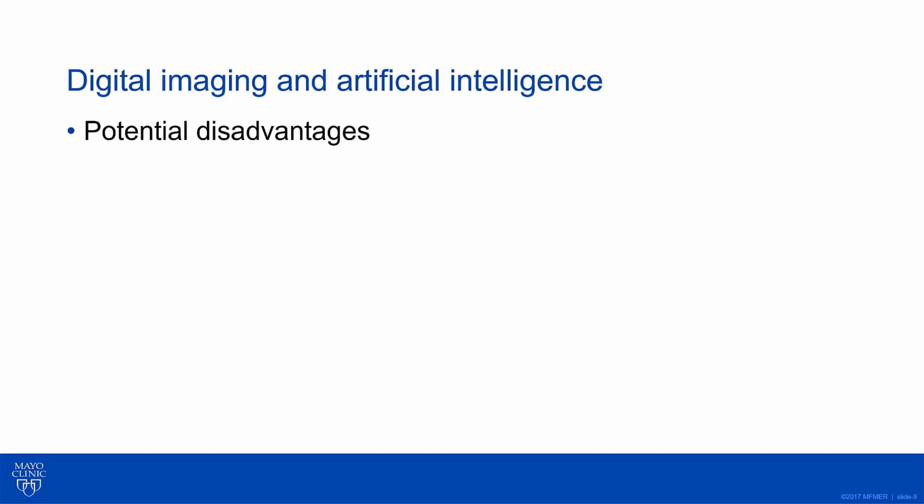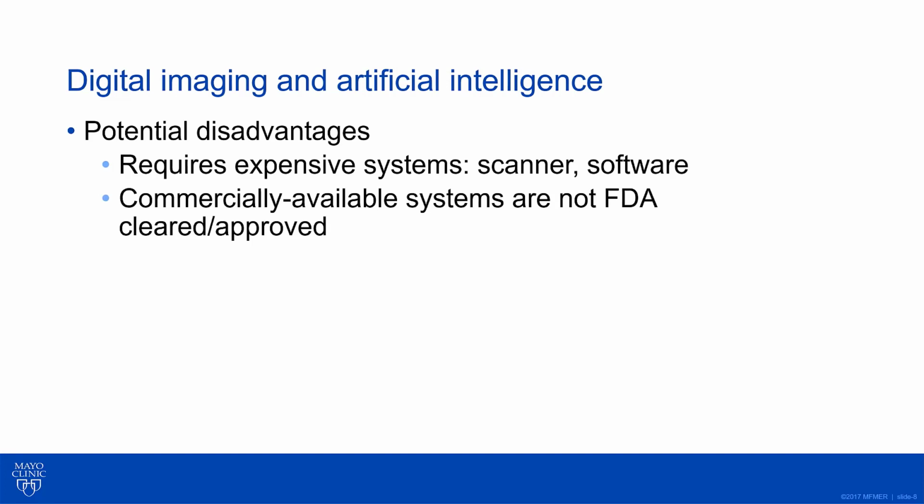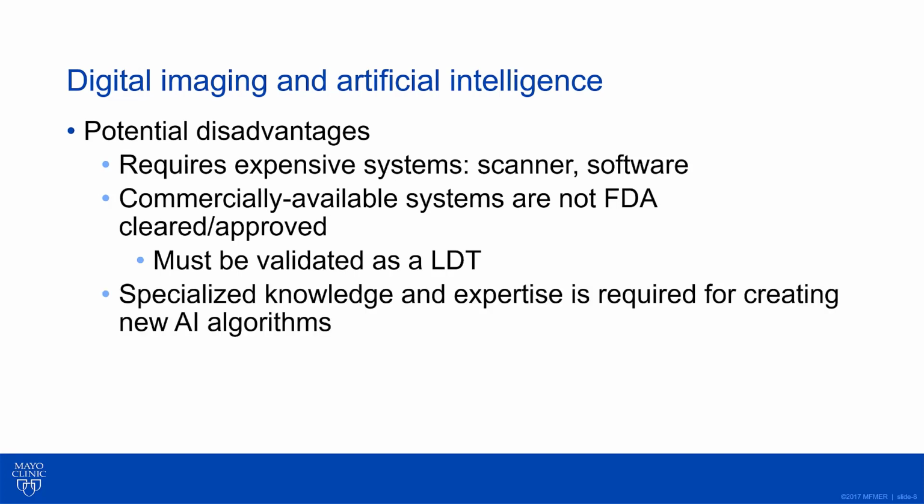Now, there are potential disadvantages. Digital imaging and artificial intelligence requires expensive systems. You need a slide scanner, and then you need the software that's been trained. The commercially available systems at this point are not FDA cleared or approved, so they have to be validated as a lab-developed test. And it requires a high degree of specialized knowledge and expertise if a laboratory is going to create their new AI algorithm themselves.